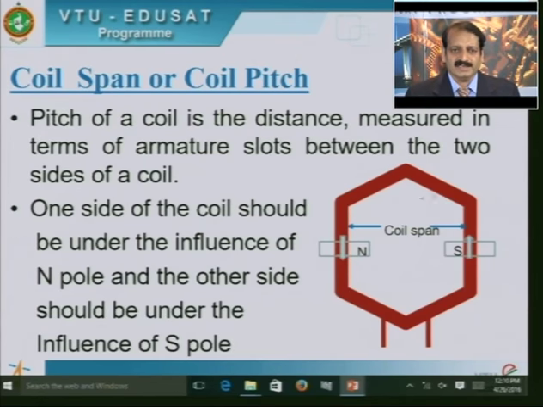This being the case, the EMFs induced in the conductors of this coil side and the conductors of the other coil side are in phase and the total EMF is additive. Suppose 1 volt is induced per conductor here and 1 more volt is induced here. So the net voltage for 2 conductors will be 2 volts.